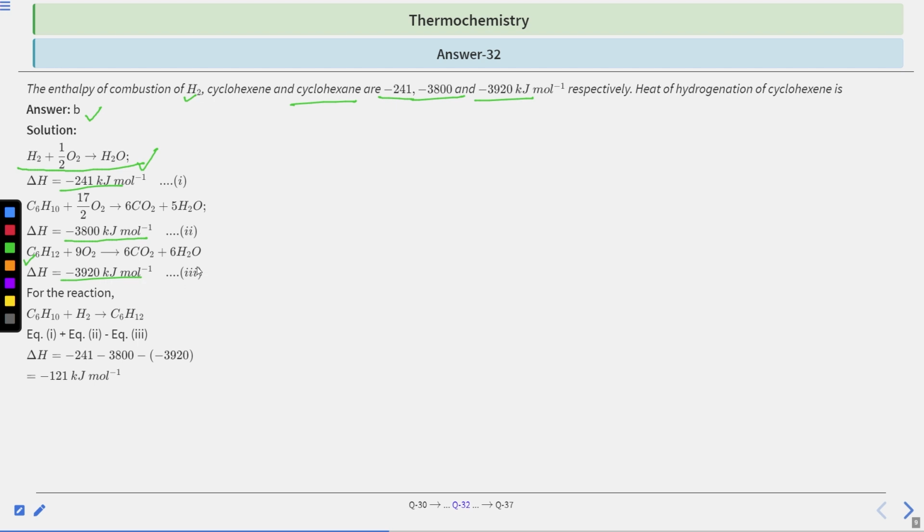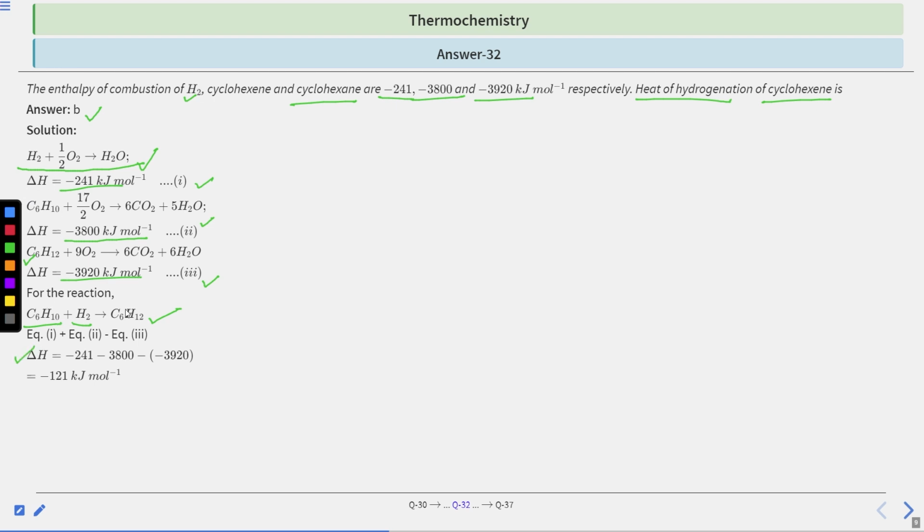So we want to find out the heat of hydrogenation of cyclohexene, that is C6H10 plus H2 gives you C6H12. So we have to find out the enthalpy for this reaction. On arranging these three reactions in a way that we add equation first and equation second, and then the resulting equation will be subtracted from equation third, or equation third will be subtracted from the resulting equation, we have to subtract or add the enthalpy for these reactions also in the same manner, right?